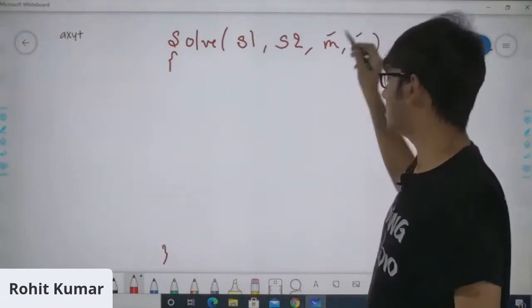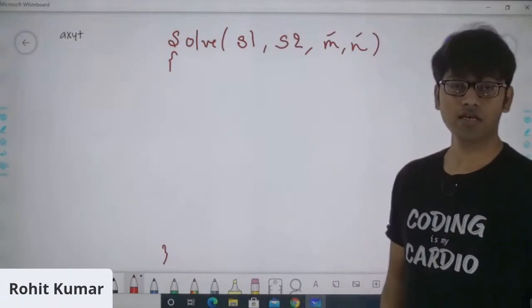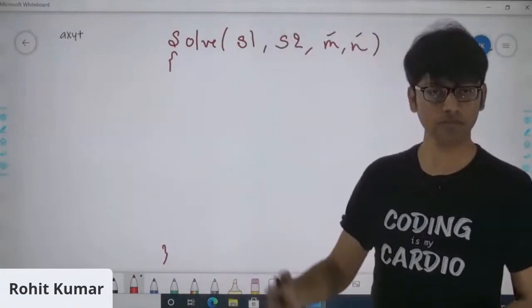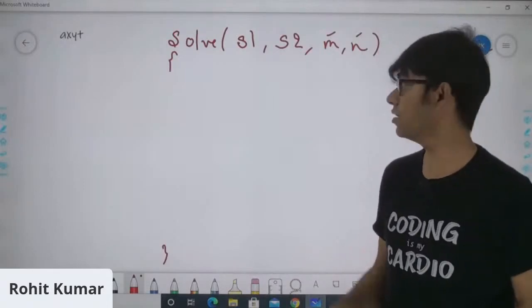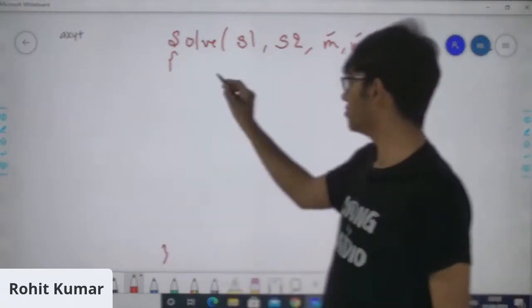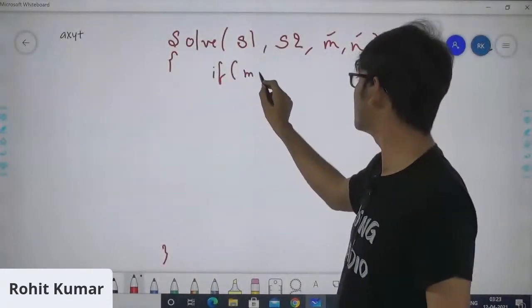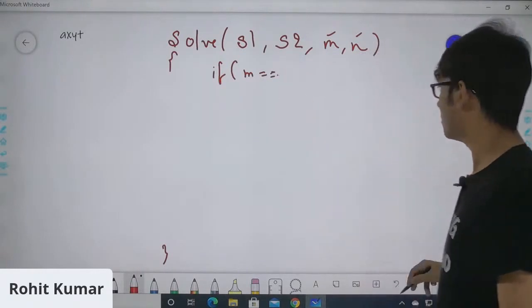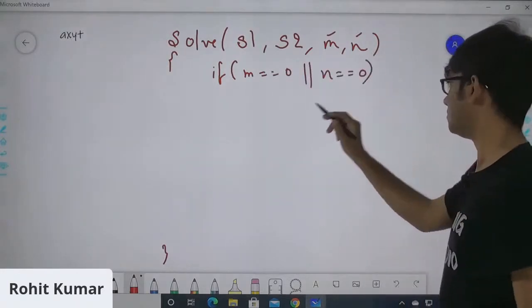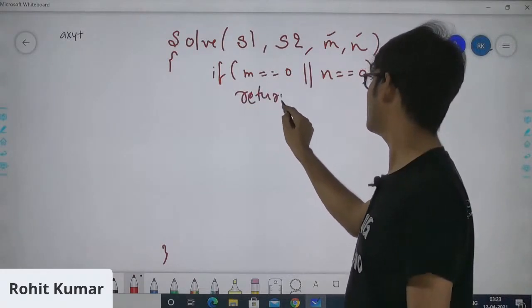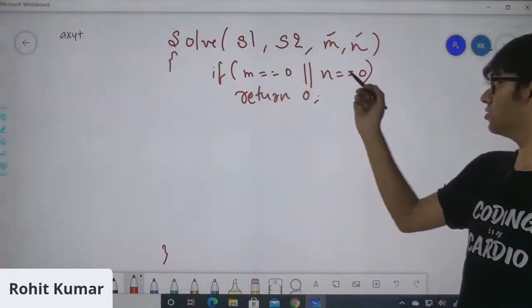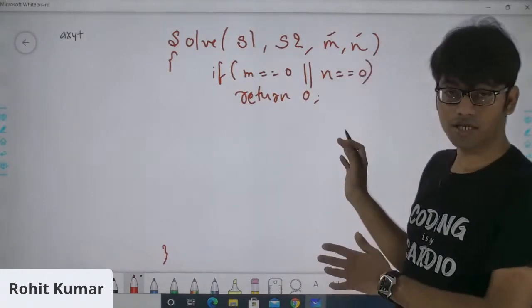If M or N, any one of them is 0, can I say that my final answer will be 0? Because you don't have any character present in the string. Let's say if M is 0, what does that mean? That means S1 is empty. If N is 0, it means S2 is empty. So this will become my base condition: if M equals 0 or N equals 0, return 0, because no subsequence is possible. This will become true when either M is 0 or N is 0, or when both of them are 0, right? So this will be my base case.